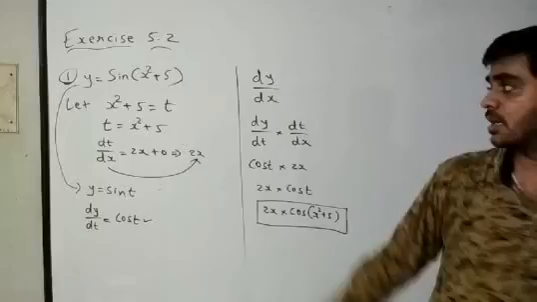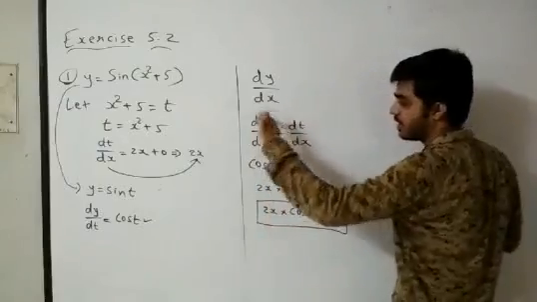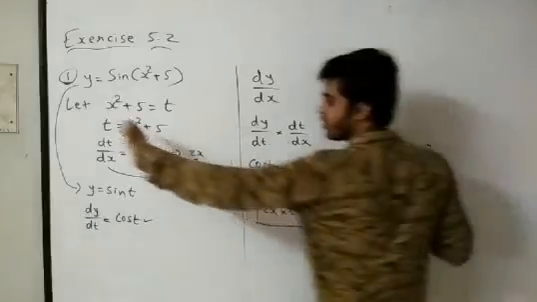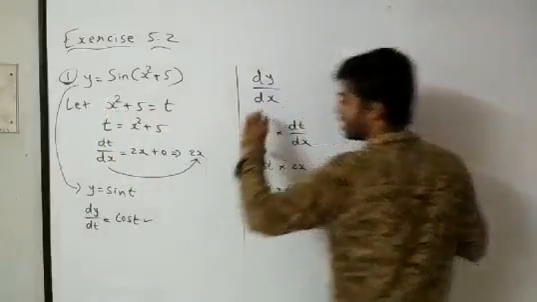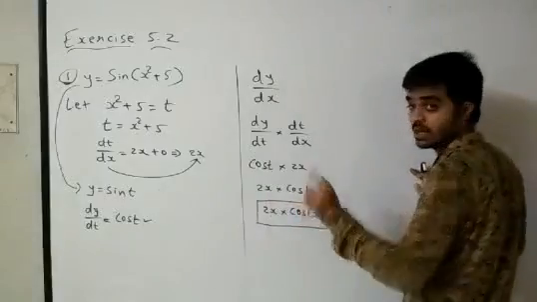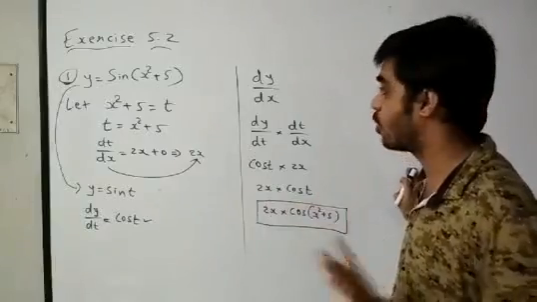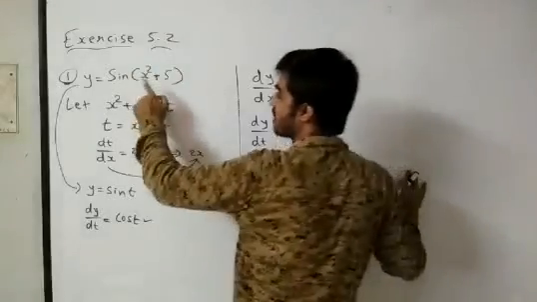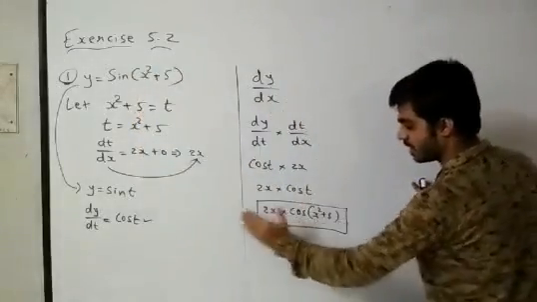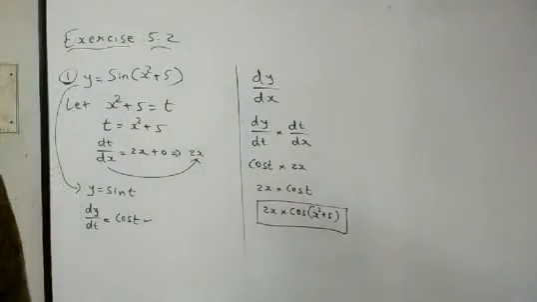Just break the function into two parts, that is dy by dt into dt by dx. dt by dx you have found out in these three steps, dy by dt we have found out. Now multiply 2x and cos t. But we cannot write the answer in t because this we have assumed. So we are not writing this in form of t. We are writing in form of x square plus 5 only. So instead of t, put x square plus 5. So this is your required answer: 2x into cos of x square plus 5. Right? So this we have solved with the help of chain rule. I hope you understood this.